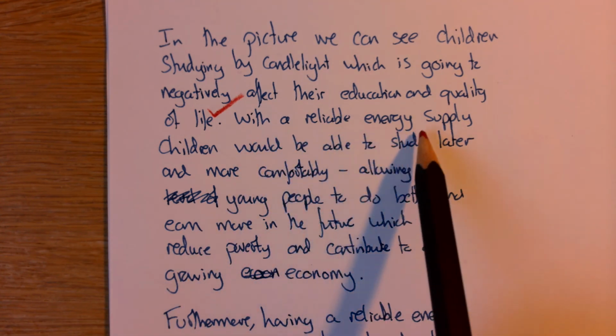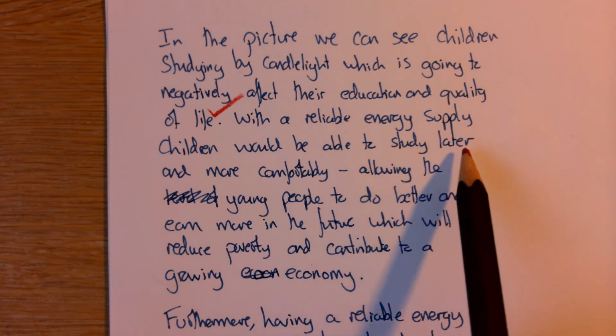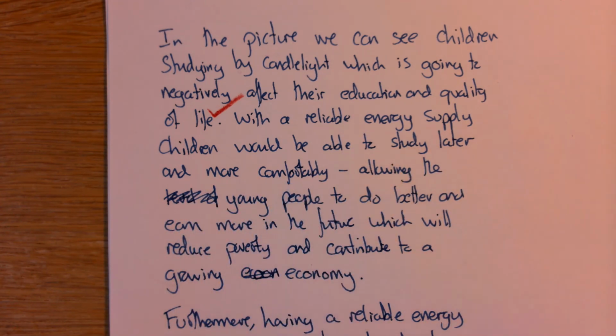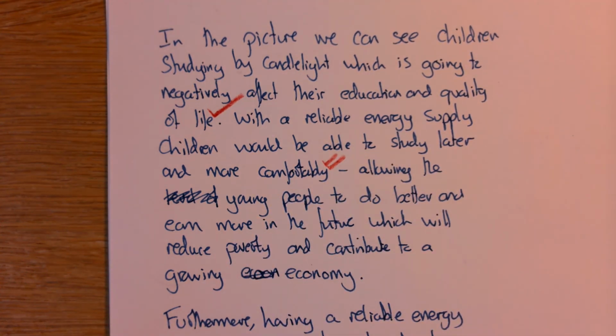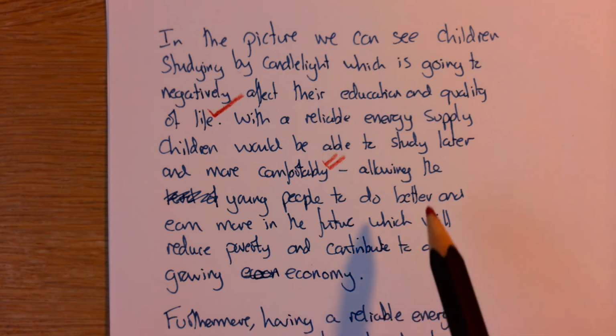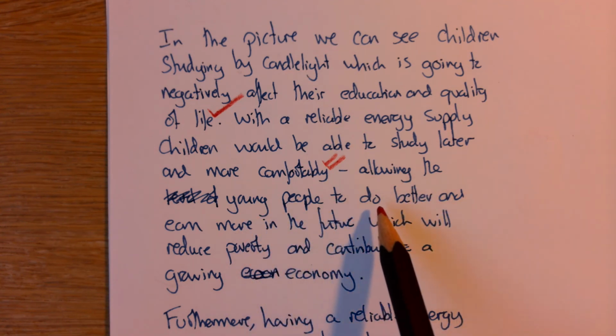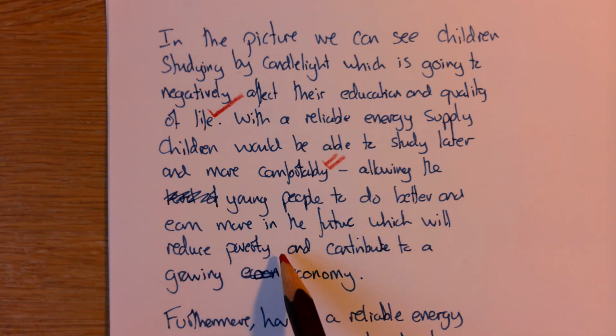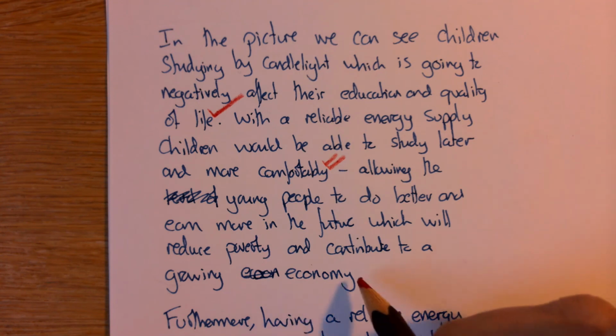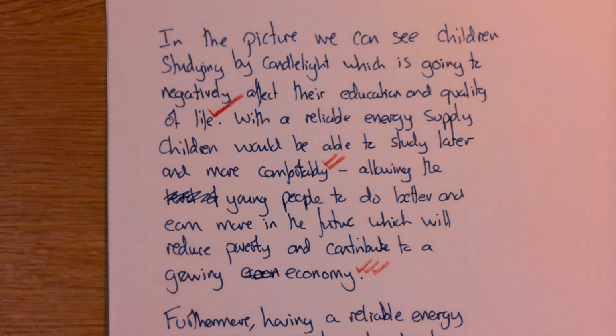With a reliable energy supply, children would be able to study later and more comfortably. Now, I would say that that is explaining how an energy supply can improve the situation. So we've entered into level 2. But I want to go further, allowing the young people to do better and earn more in the future, which will reduce poverty and contribute to a growing economy. For me, that is comfortably going into level 3 because I'm showing a clear understanding of how it links back to development.